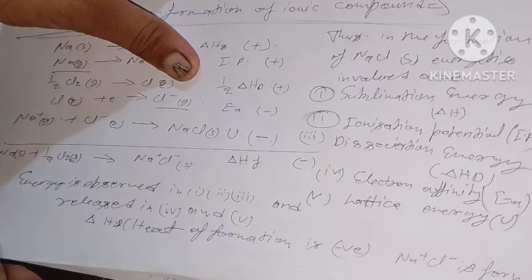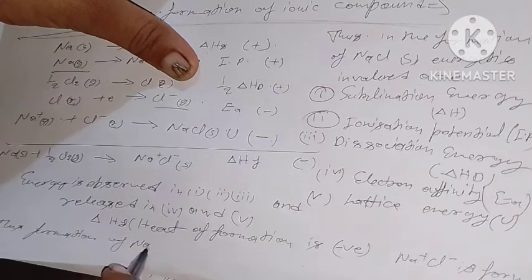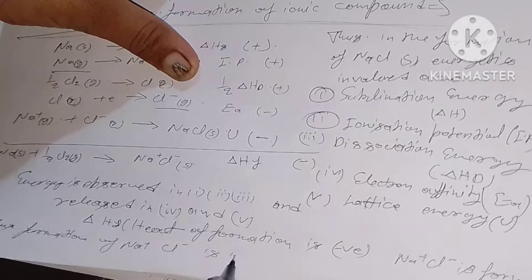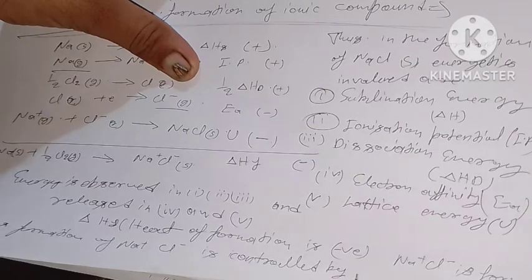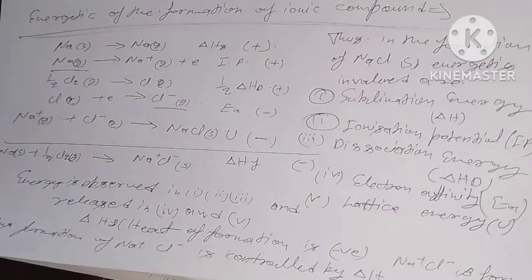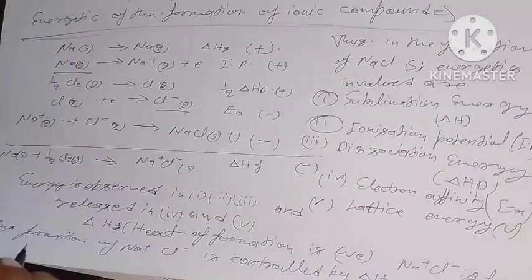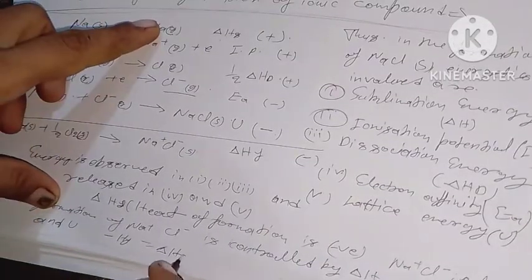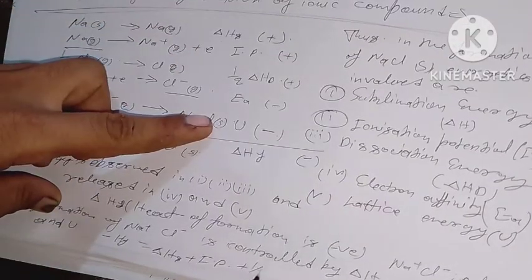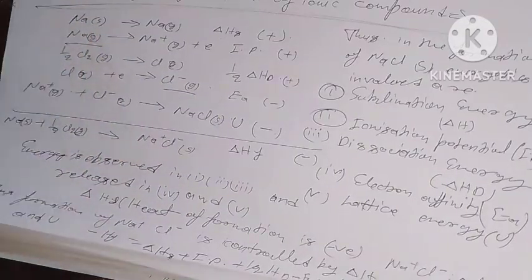Thus, formation of sodium chloride, Na positive ions and Cl negative ions, is controlled by delta HS, IP ionization potential, delta HD, EA and U. Then minus delta HF equals delta HS plus ionization potential plus half of delta HD minus electron affinity minus U lattice energy. Next heading is Born-Haber cycle.